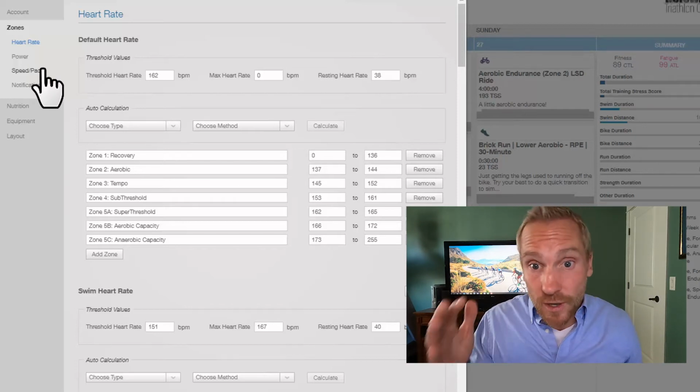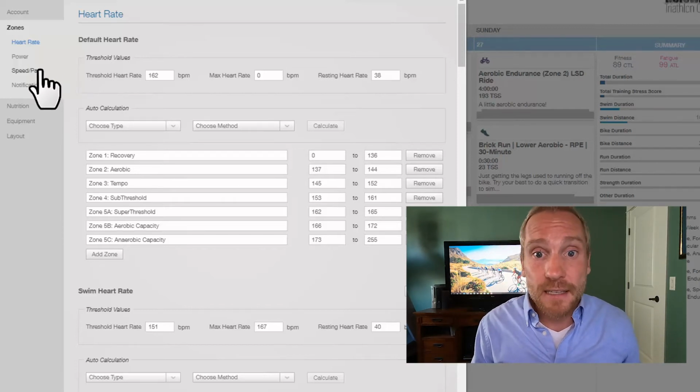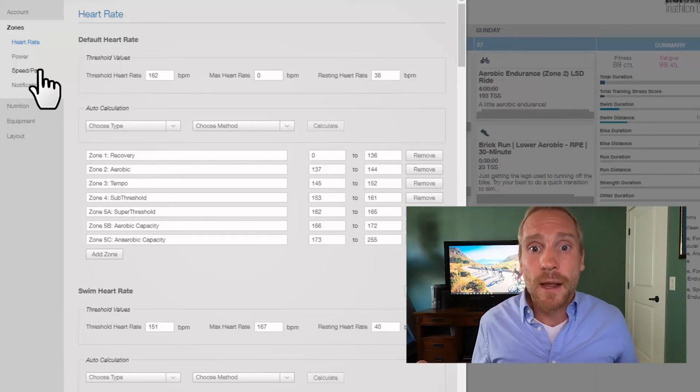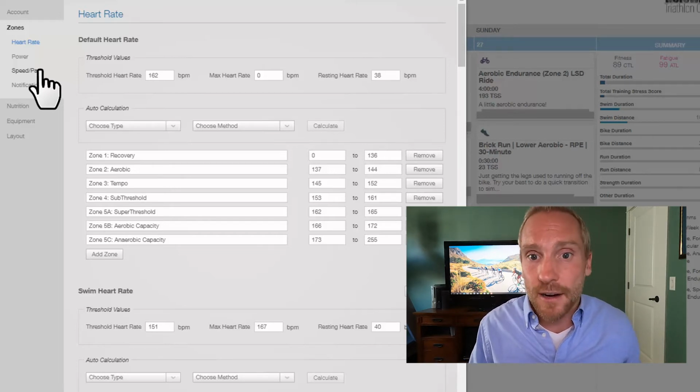And swimming is also really good to do speed and pace. They do have heart rate monitors now, so you can correlate that in the pool. But again, I'd say the gold standard is pace.